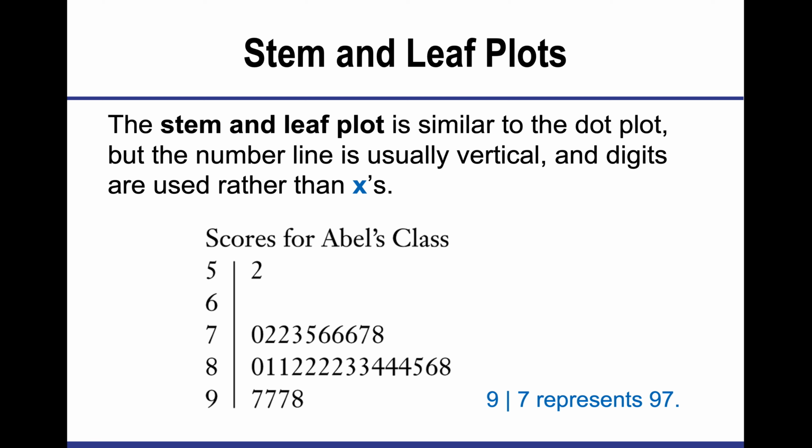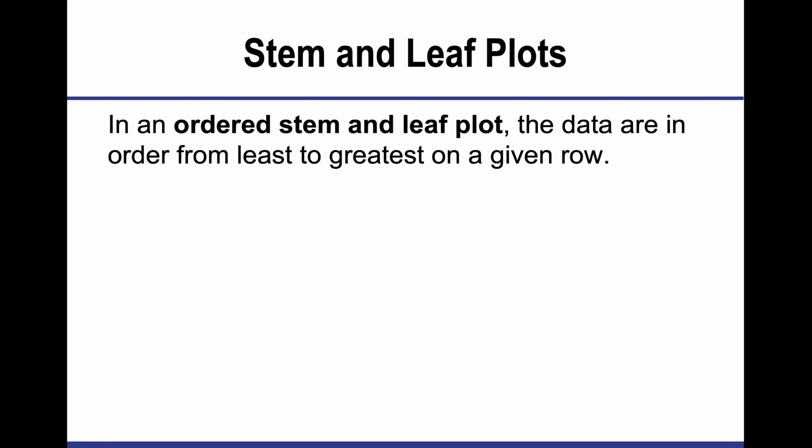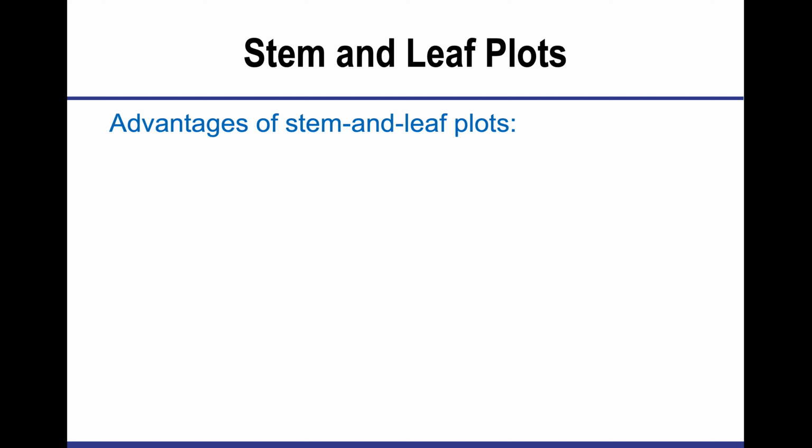Stem and leaf plots are similar to a dot plot, except we separate the numbers. So 52 has a stem of 5 and a leaf of 2. So see that 5 bar 2. Here we have 70, 72, 72, 73. So the nice thing is you can see those repetitive values here in the stem and leaf plot as well as in the dot plot. If it's an ordered stem and leaf plot, the data goes in order from least to greatest.